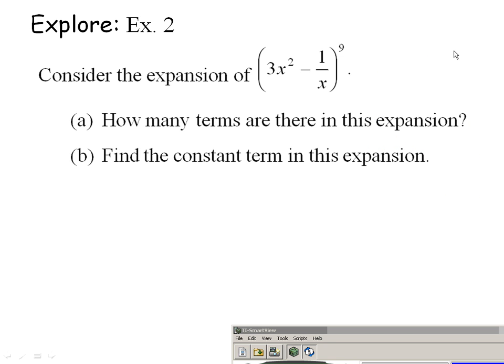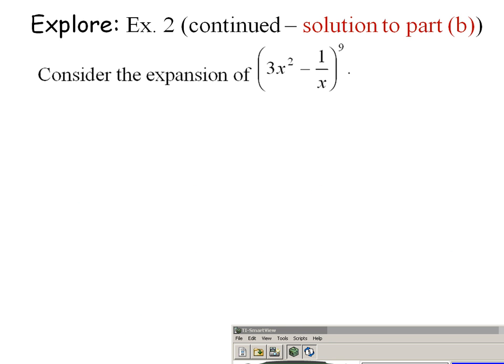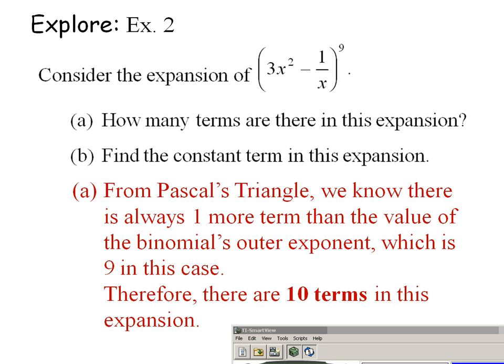So we know that if this exponent is 9, we must have 10 terms. And again, from Pascal's triangle, we know there's always 1 more term than the value of the binomial's outer exponent, which is 9 in this case. So again, 10 terms in this expansion. So now let's go on to part 2. Part 2 said, what is the term with a constant? And let me back up, actually, make sure I read that correctly. Find the constant term in this expression.